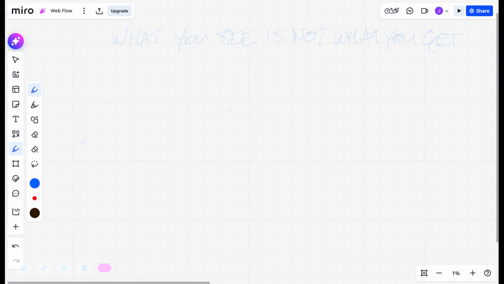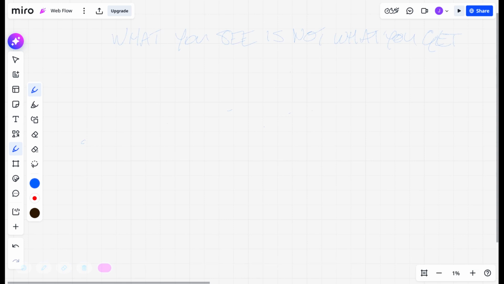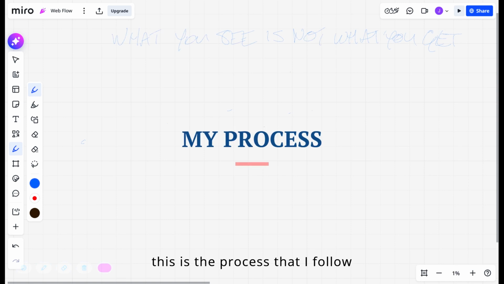But in the background of a really well-built sales system, one that actually converts at every step in the customer's journey, is an invisible methodology, and that informs and contains how each section is created and flows into the next. So you're looking at each separate section singularly, but then how it relates to the next section and the overall concept of the funnel. So this is the process that I follow for each sales system that I build.